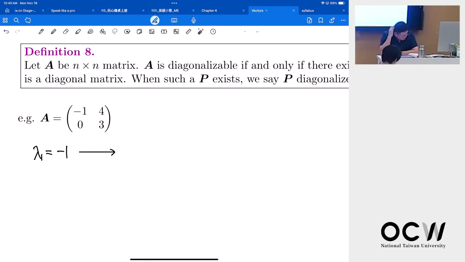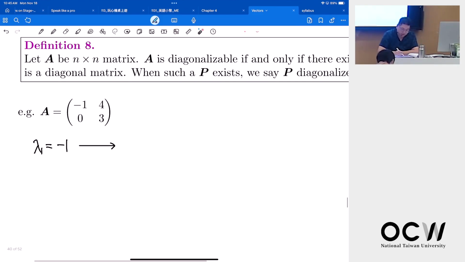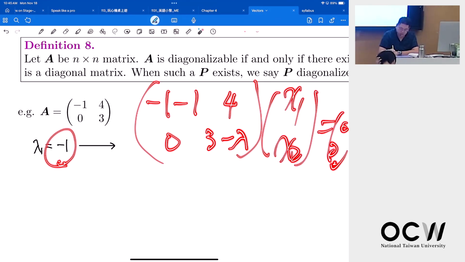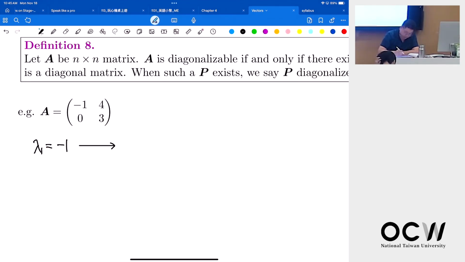Well, for the rest of the semester, you need to find eigenvalues and eigenvectors all the time. Okay, so make sure that you know how to find your eigenvalue and also their corresponding eigenvector. Okay, so now it's -1. So -1 -1. This matrix times x1, x2 should be 0. And then you can find x1 and x2. That will be your eigenvector. It's 1, 0.